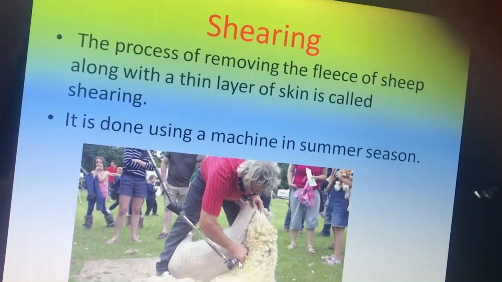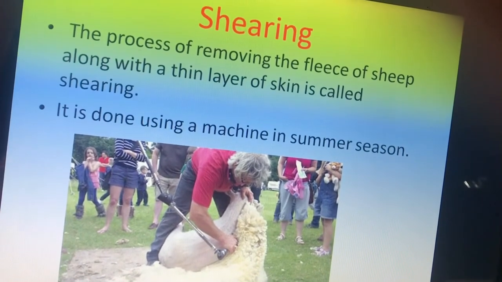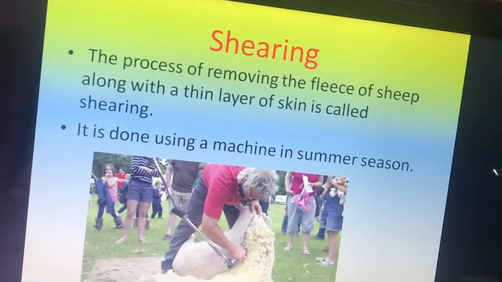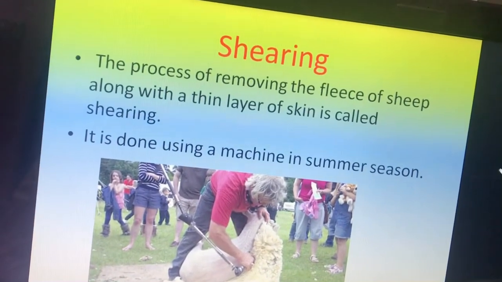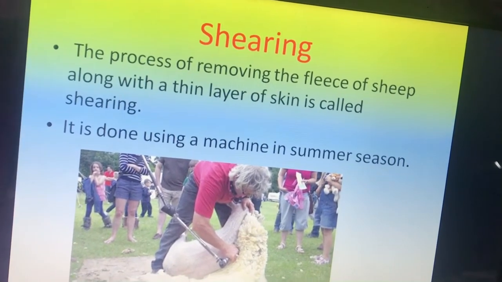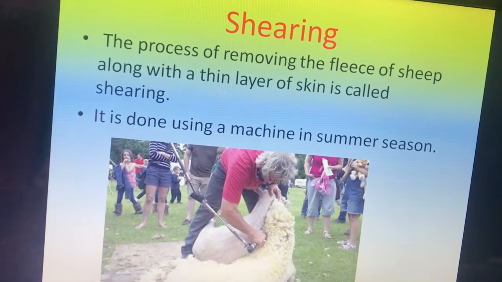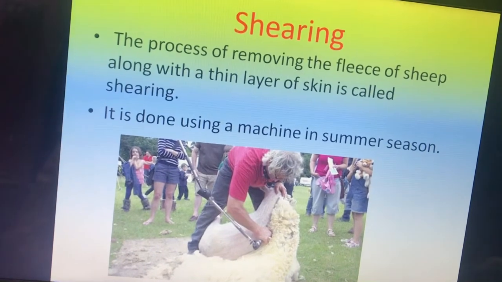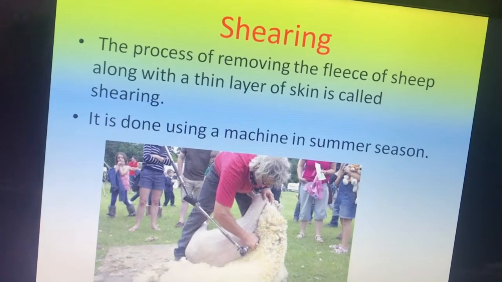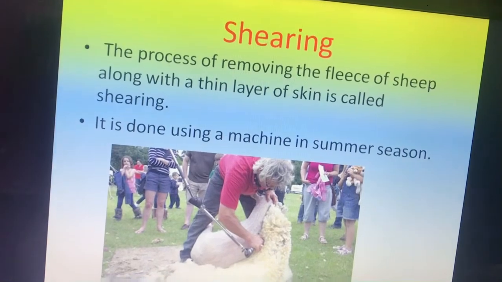What do you think? Does it hurt the animal? No, it doesn't hurt the animal because it is like removing our hair. Does it hurt you when you remove the hair from your head or shave? No. And generally it is done in the summer season when the sheep grow a thick coating on their body, and in summer season all of you know that they do not need that fleece, so it is removed in the summer season.